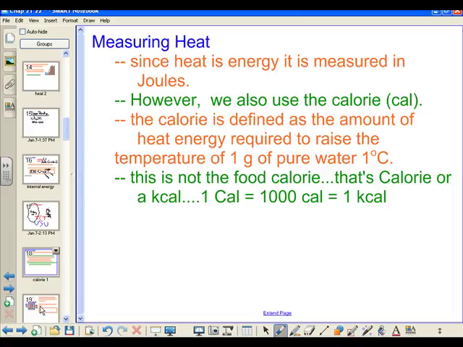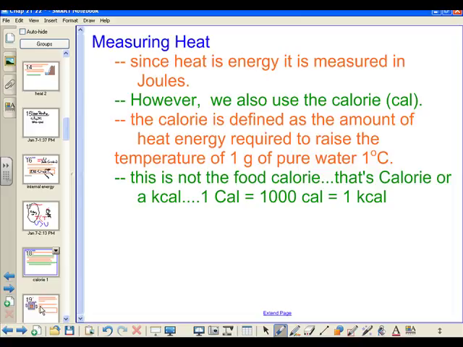So the calorie. Now this is calorie with a small c. Very important. Or a big C, something different. Calorie is defined by the amount of heat energy to raise the temperature of 1 gram of pure water 1 degree Celsius. Whereas the joule is actually defined by work. Right? It's basically 1 Newton of force applied over a distance of 1 meter is 1 joule of work. That's what a joule is.